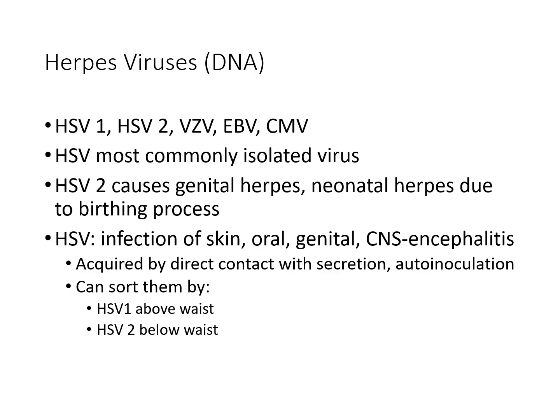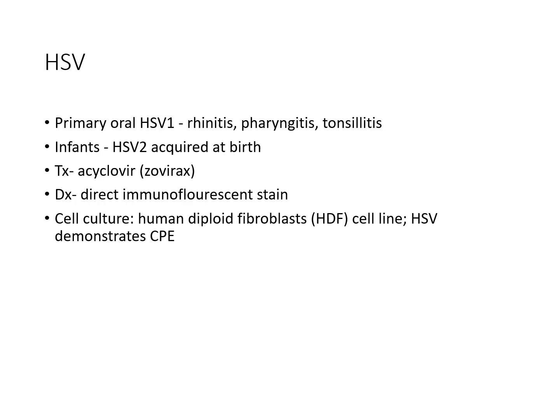Clinically, herpes simplex virus infections are often categorized based on location. So herpes simplex virus 1 typically causes infections above the waist, such as oral herpes, while herpes simplex virus 2 is usually responsible for infections below the waist, including genital herpes. Primary oral infection with herpes simplex virus 1 often presents as rhinitis, pharyngitis, and tonsillitis. In infants, herpes simplex virus 2 is typically acquired during birth, leading to neonatal herpes.